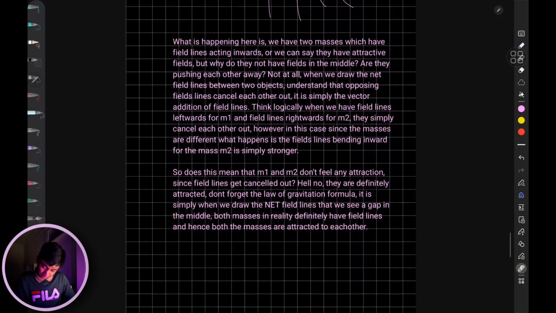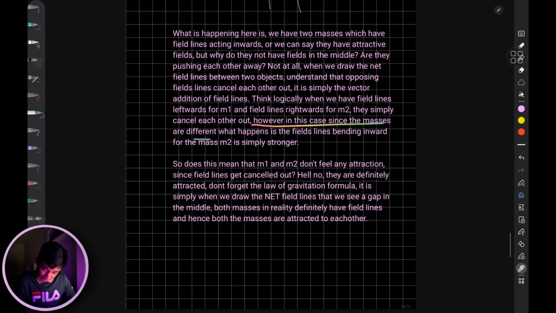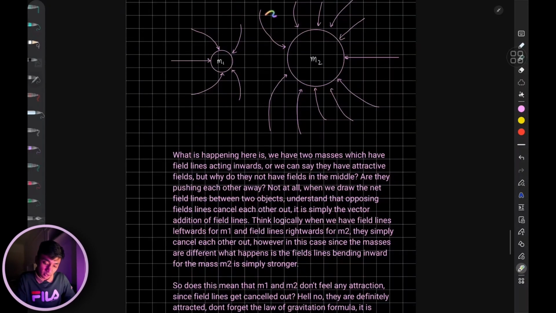Great. Now I've talked about this. I just told you guys that the field lines bending inward for the mass M2 is simply stronger. So you see, these field lines will be curving more over here, because the strength for M2 is greater. And there's a point over here somewhere where M3 will feel zero force. Can you tell me why?